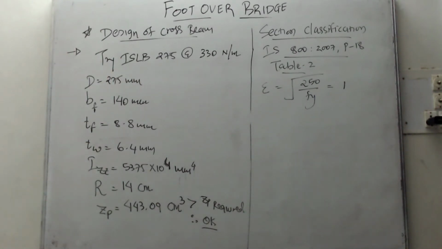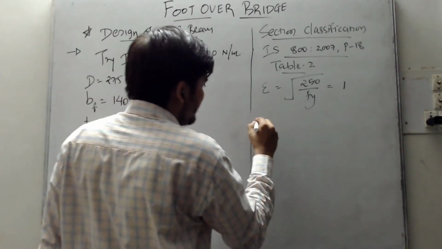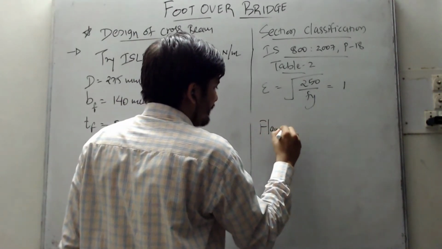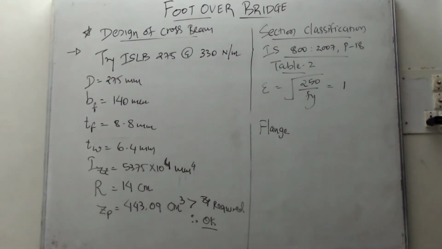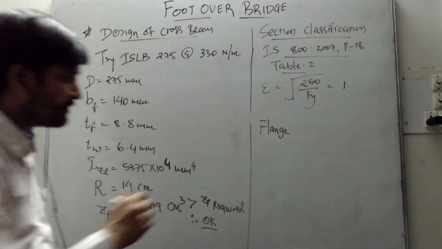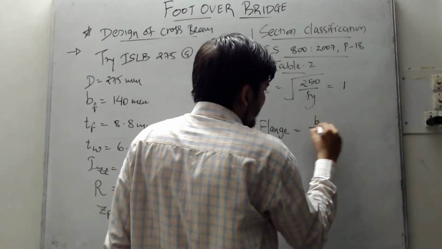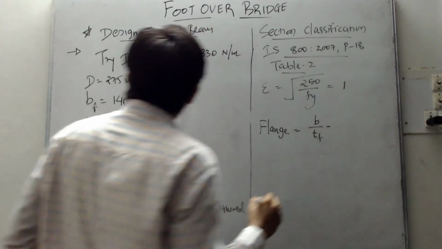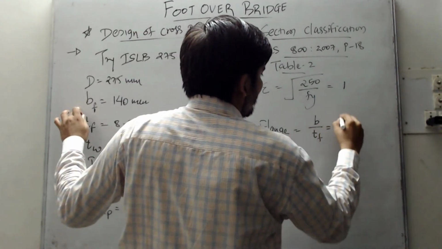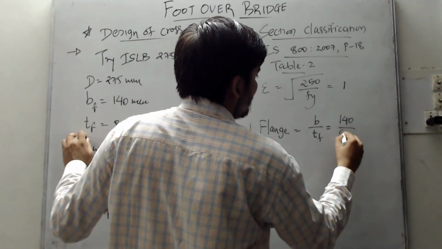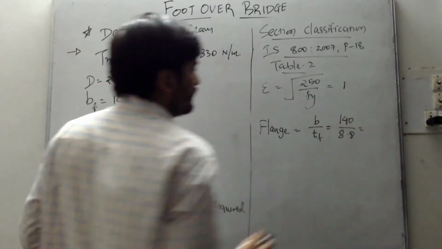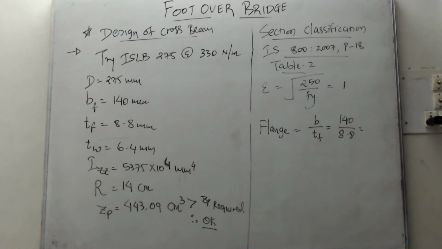So first we are going to check it for flange, whether it is plastic, semi-compact or compact. So we need to check the ratio of B divided by TF. B we have as 140, divided by thickness of flange, which is 8.8. So we get this value as 7.95.